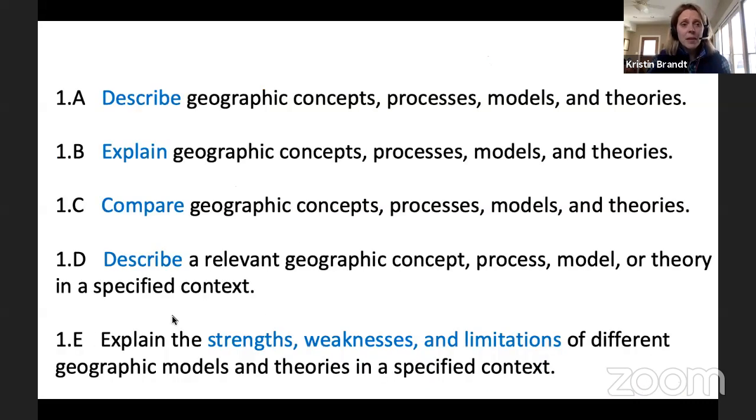So this is the task, the skill that we're asking you to do. Okay, so if you notice, the first 3 are very similar. Describe, explain, and compare those geographic concepts, processes, models, and theories. So you need to be able to do multiple things with each one of these. Then we also need to describe these in a specific context. So that's really having our examples, right? But then we also have to be able to explain the strengths, weaknesses, and limitations of those models. And so that's what we're going to look at as well.